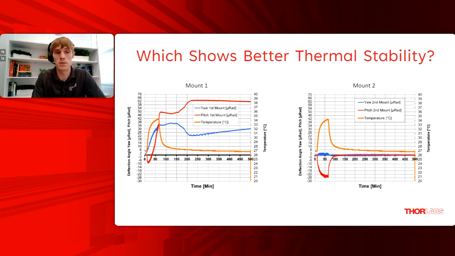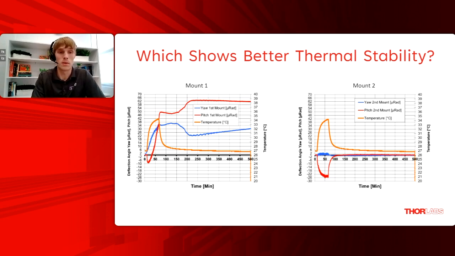Mount 1 is an industry standard mirror mount, which shows how the deflection angles, the red and blue lines there, change more drastically than Mount 2 and do not return to their original position over time. This is a prime example of the thermal hysteresis problem that we discussed earlier and depicts the impact on optical alignment stability when those problem areas are not taken into account.